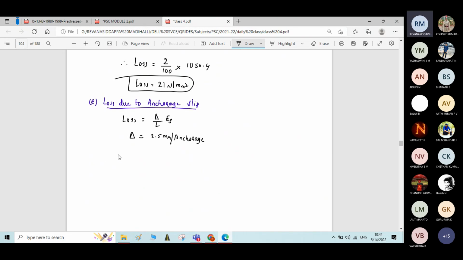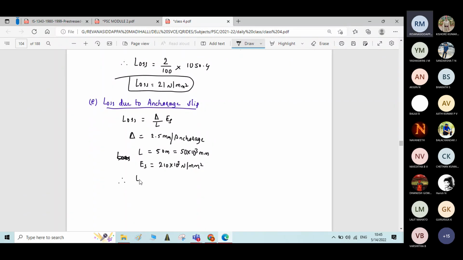Okay, let me show it in the calculation. Therefore, loss is equal to... and the length of the beam is given as 50 meter. So delta we are substituting in terms of millimeter, so length also you take with the same unit, 50 into 10 power 3 millimeter. Young's modulus of the steel is given, it is 210 into 10 power 3. We can just substitute and get the answer.